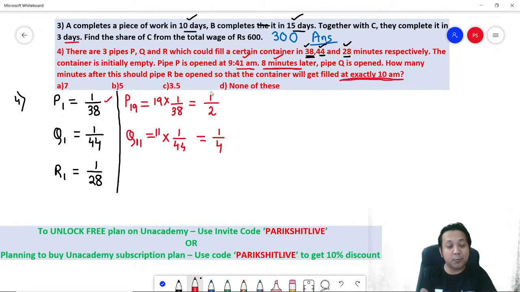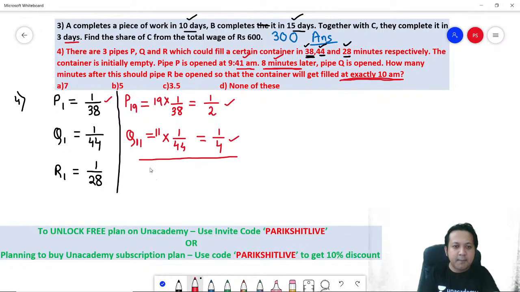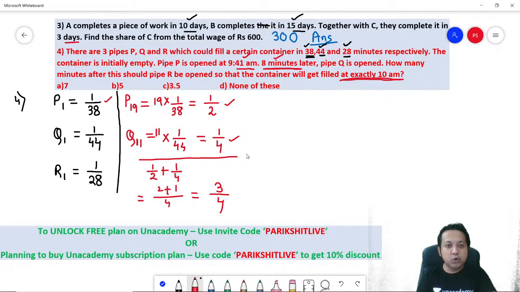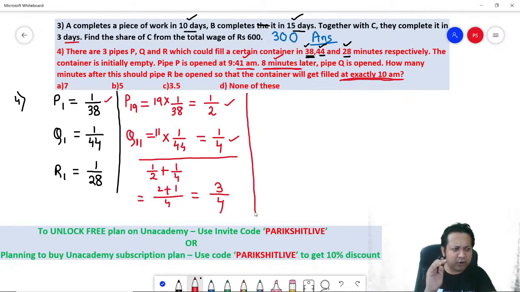Okay, they are asking when should pipe R be open. Before that, think about it. How much did P and Q fill? Remember, P has filled half, Q has filled 1/4. So if you do this, take the LCM, 2 plus 1. So basically P plus Q together has filled 3/4 of the tank. Will you agree? 3/4 of the tank.